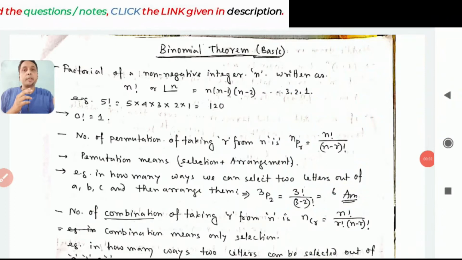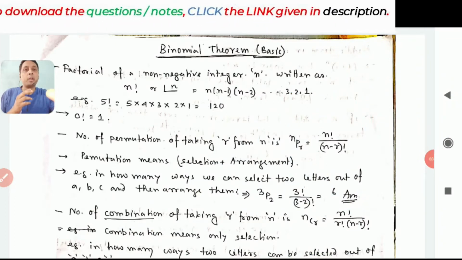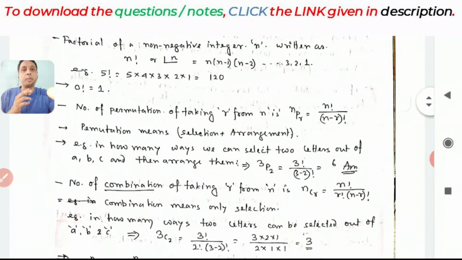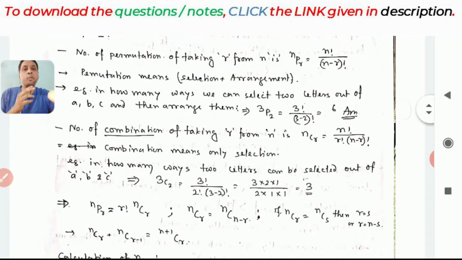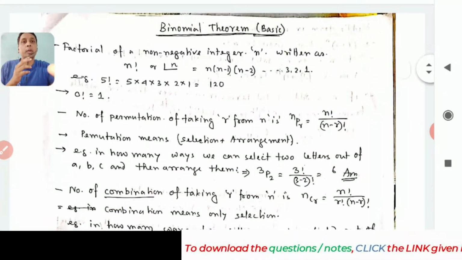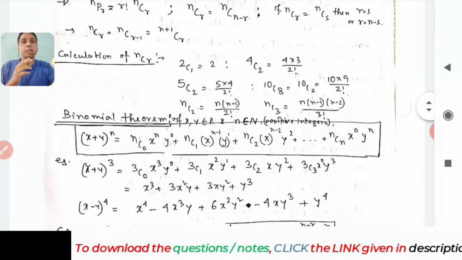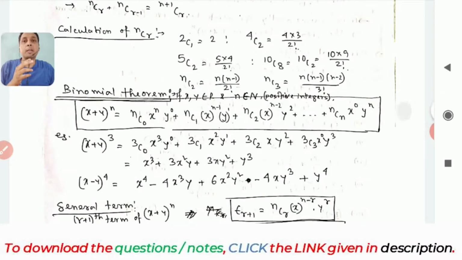Okay students, welcome to this new lecture. Now as we have already discussed some basics of permutation and combinations, and we have all the prerequisites, we can start our binomial theorem basic discussions. So today let's start the binomial discussion, the basic portion.